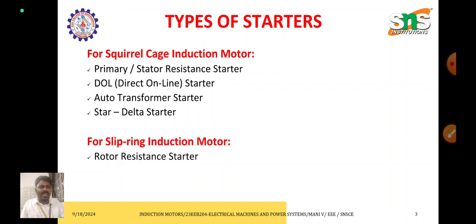So there are different types of starters which are used for the induction machine. Out of which there are 4 types of starters used for the squirrel cage induction motor and one starter used for the slip ring induction motor. The primary resistance starter or stator resistance starter, direct online starter, auto transformer starter, and star delta starter. These 4 starters are used for the squirrel cage induction motor, and the rotor resistance starter is used for the slip ring induction motor.